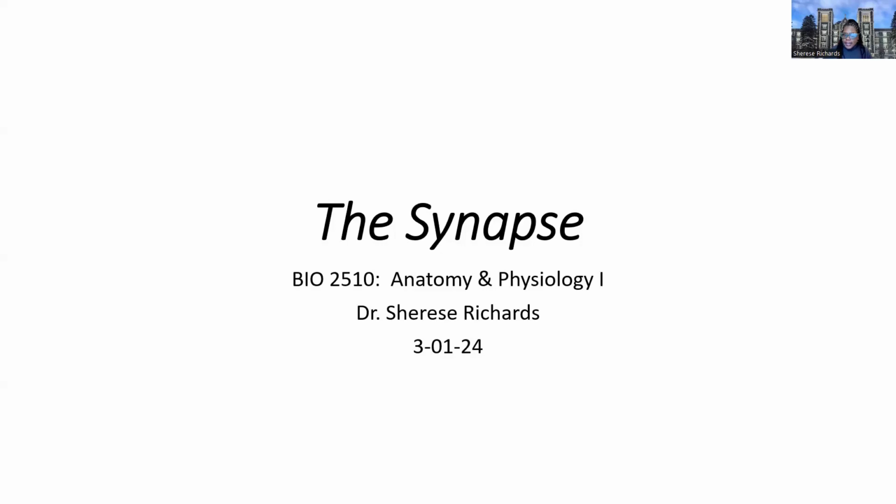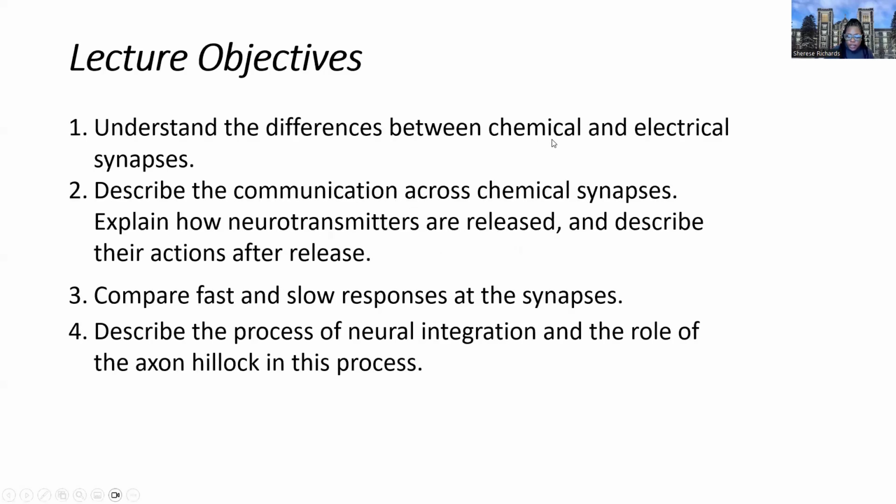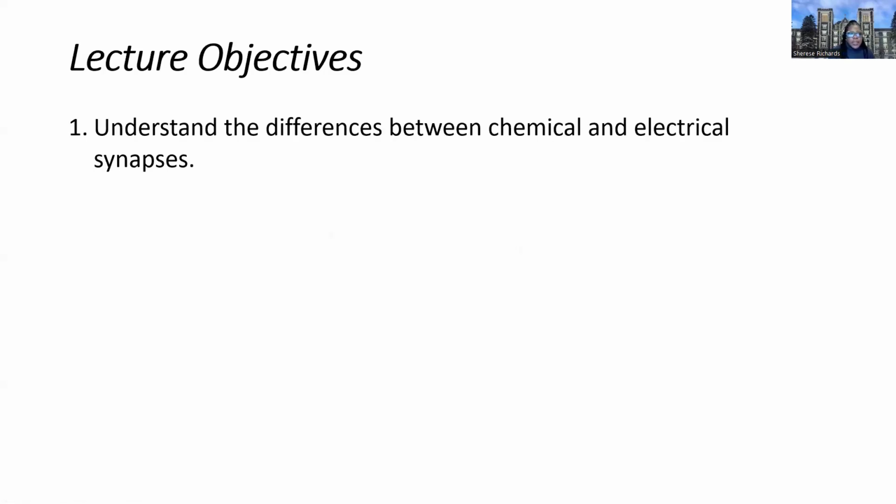To start, the synapse, and this is looking at the electrical passage of impulses from neuron to neuron. The first objective we're going to begin with is to understand the differences between chemical and electrical synapses. Although we're going to look at both, I just want to make it clear that the emphasis will be on the chemical synapse. We'll talk a little bit about electrical synapses and how they differ, but you'll be expected to know the details of the chemical synapse more so.